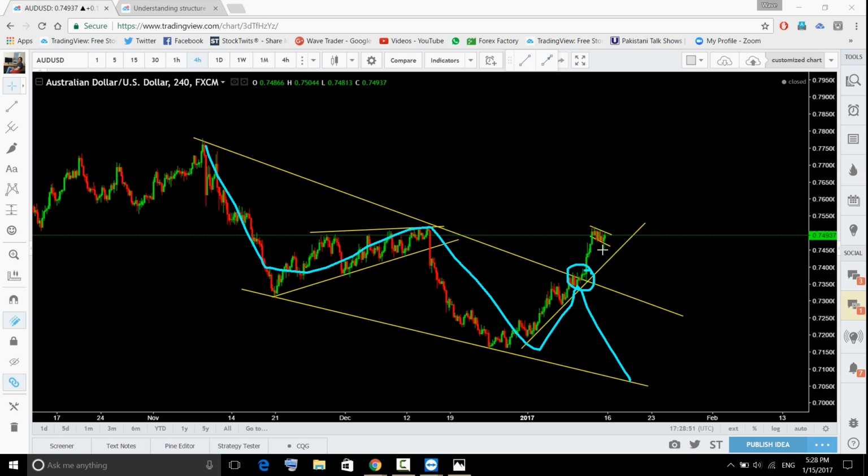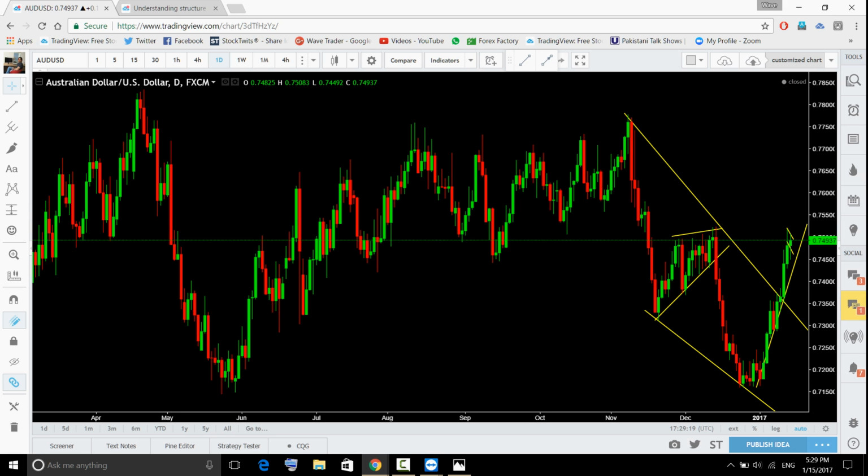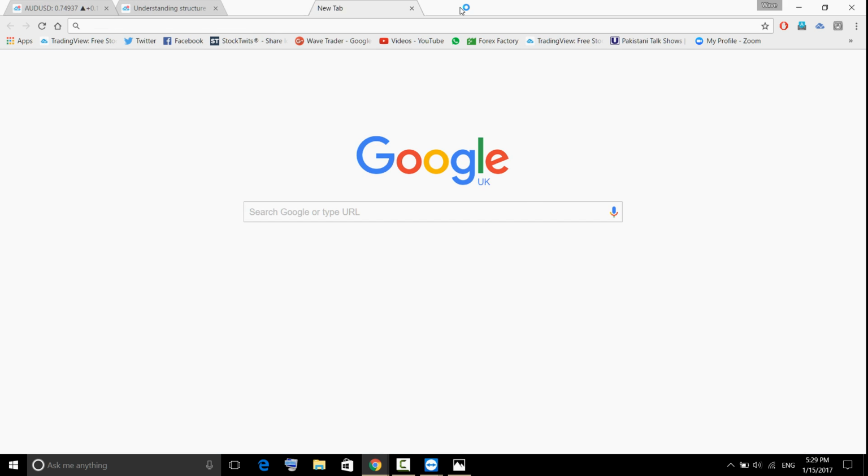For the upside, we need this continuation pattern. This pair is not ready at the moment. It can continue or it can fall to the downside, so be careful if you are looking to trade this pair. All right, I'll update about that in the group when I see a trade setup on this pair.